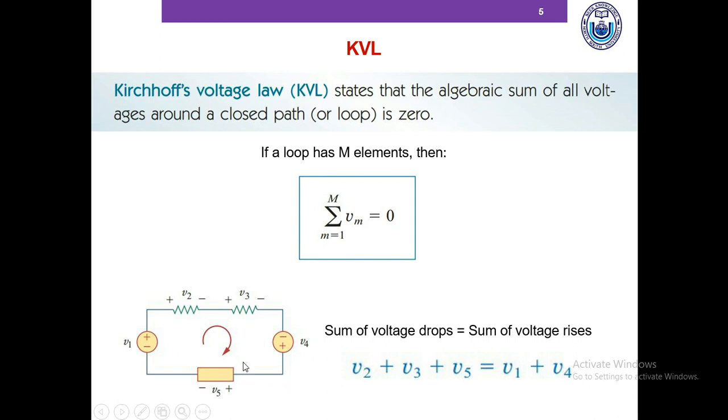Again, this unknown circuit element has a voltage drop of V5 as we go from right to left, that is anti-clockwise. So we write V5 in the side of voltage drop. Now we just add plus signs here in between these variables, and there you go, you have your KVL equation.